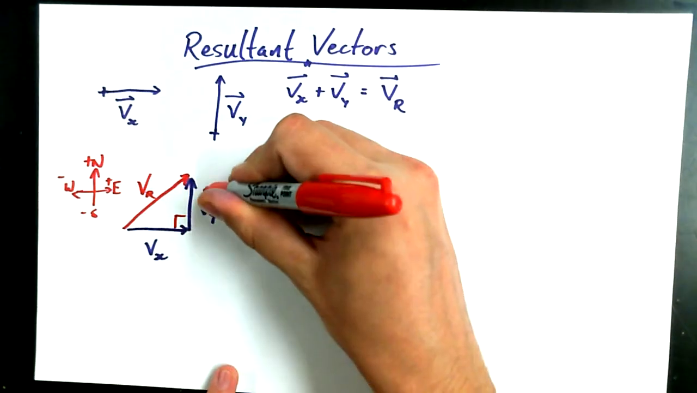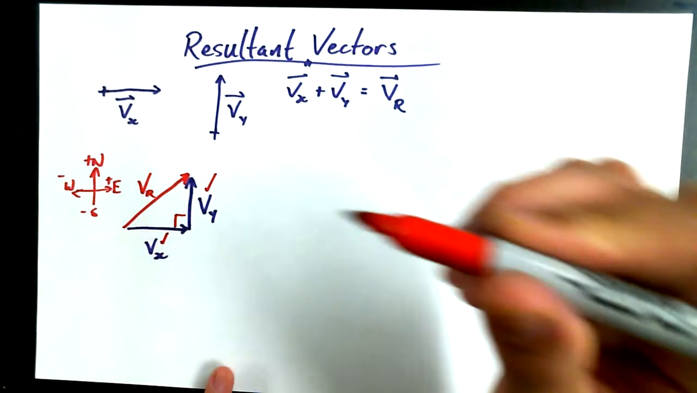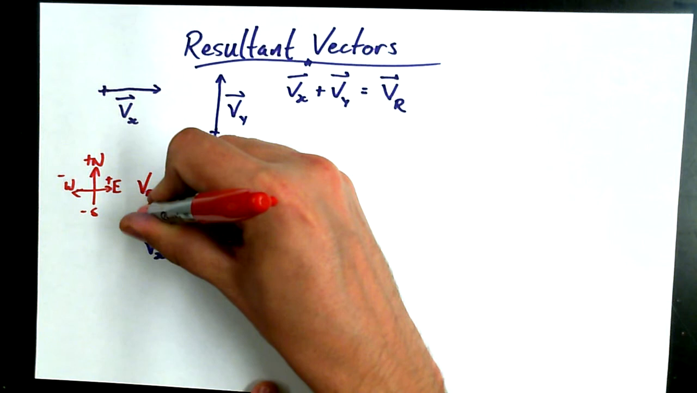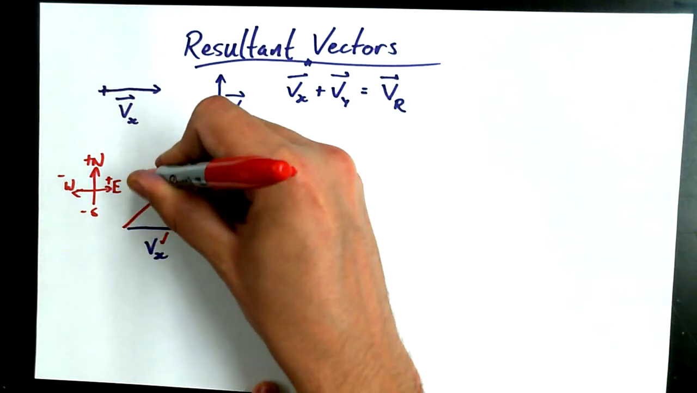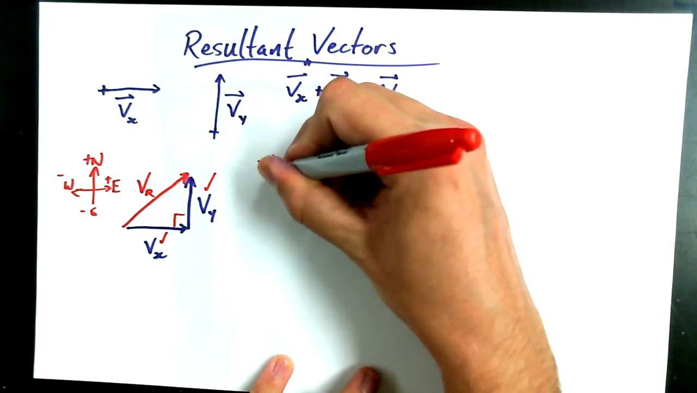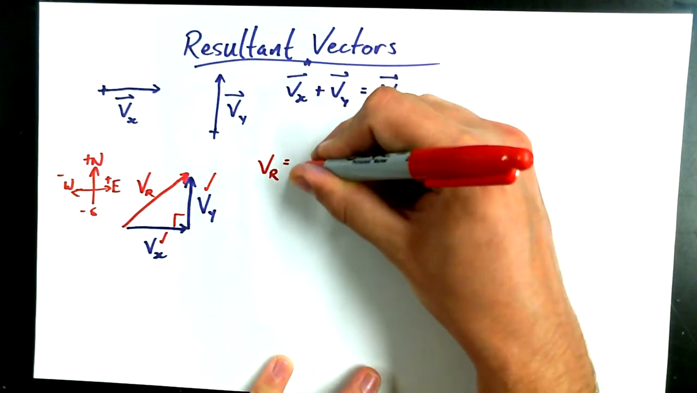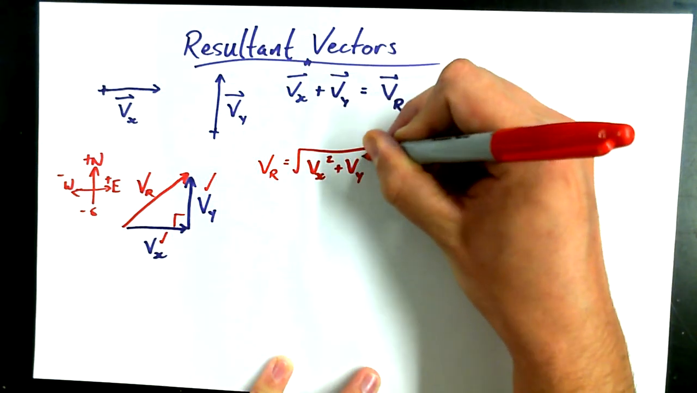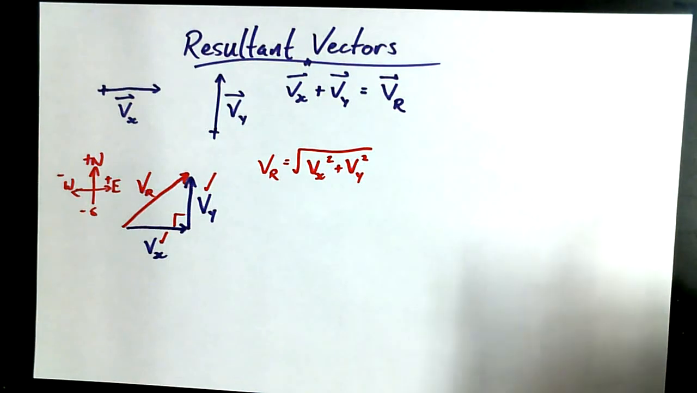If I happen to know the y component and the x component, I'm putting check marks there to indicate that I know them, and I wanted to know the magnitude of the resultant vector, could I do it? What's that fancy theorem that we said could do that? Yeah, I love it. VR is equal to the square root of Vx squared plus Vy squared. And that's just the Pythagorean theorem. Nothing fancy. Well, it is fancy, but nothing new.